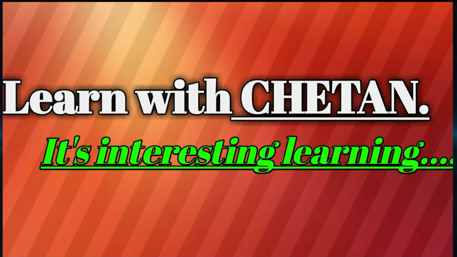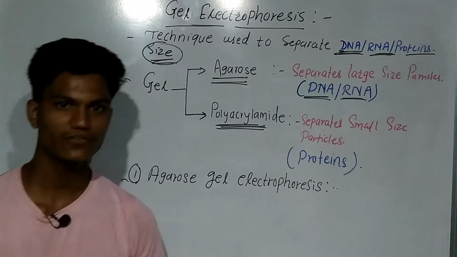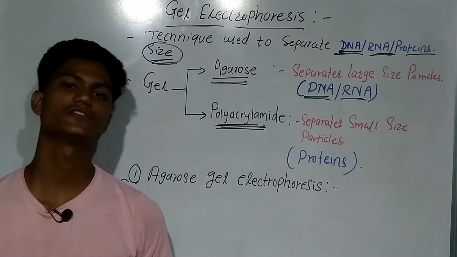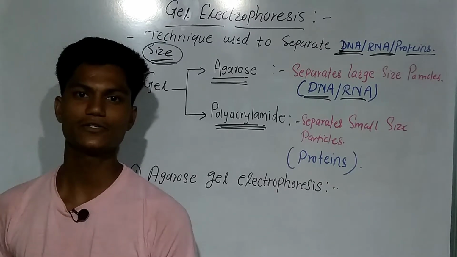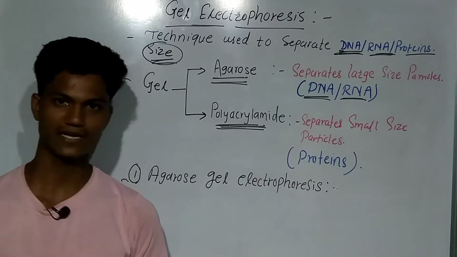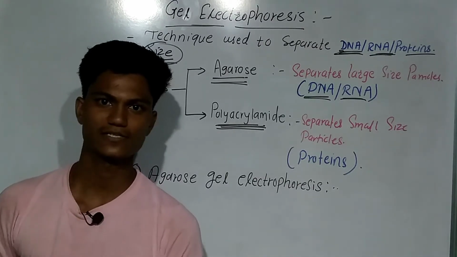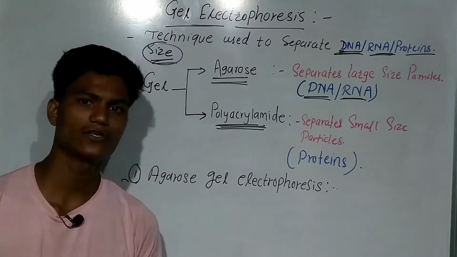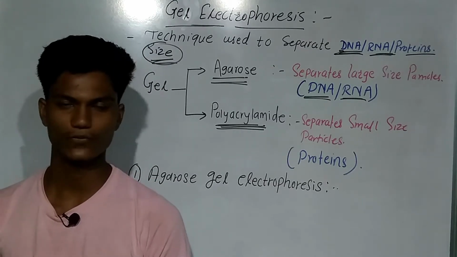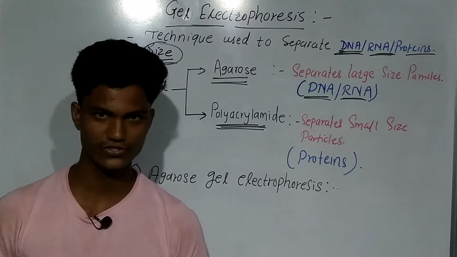Today we will discuss the gel electrophoresis technique. Gel electrophoresis is the technique used to separate molecules on the basis of their size. We are separating molecules such as DNA, RNA or proteins in the gel electrophoresis technique.